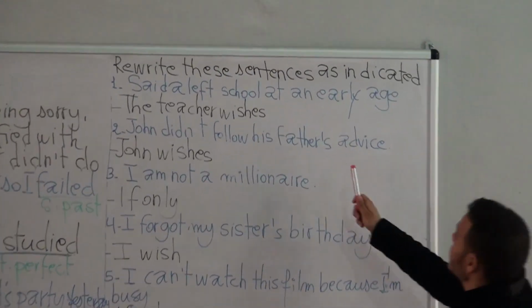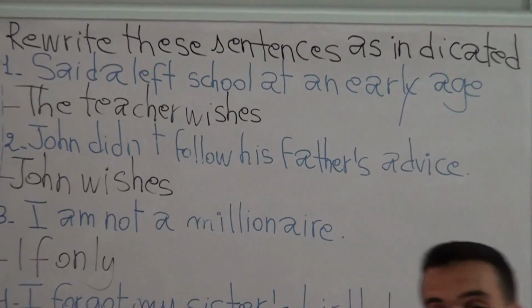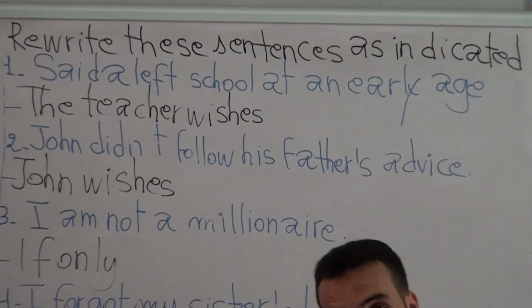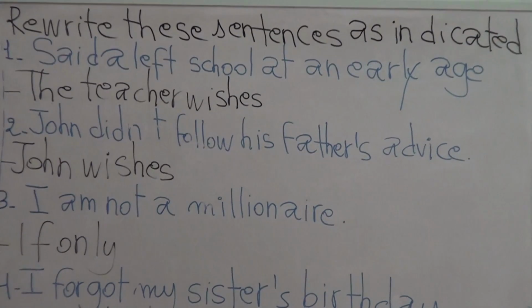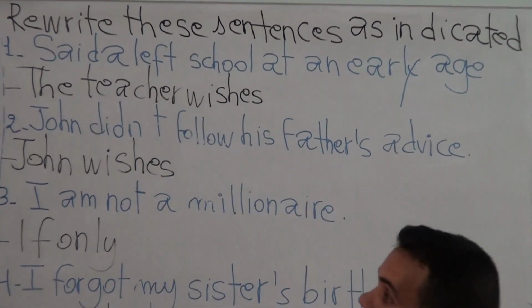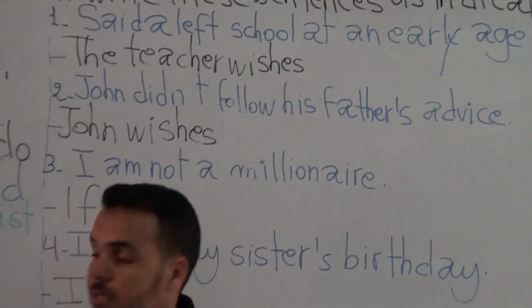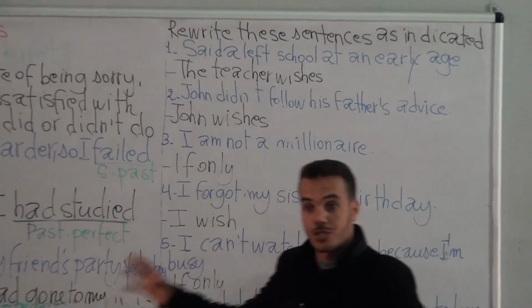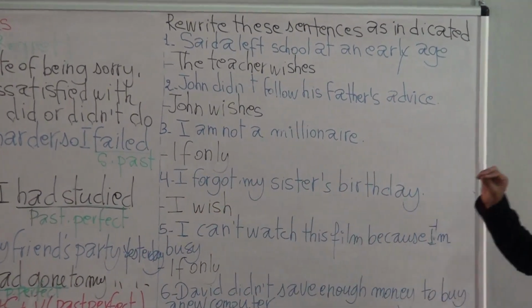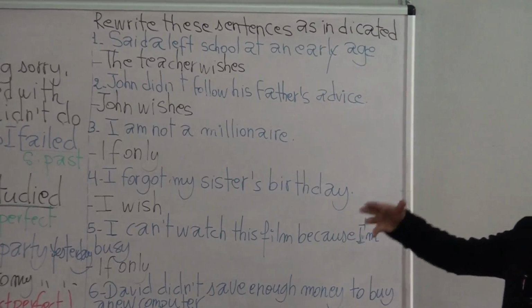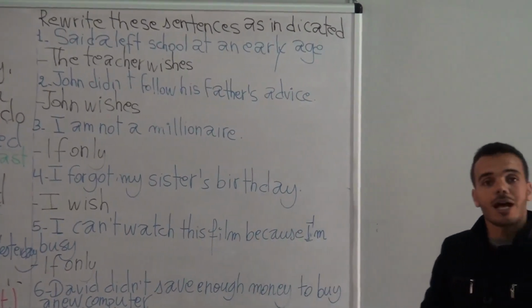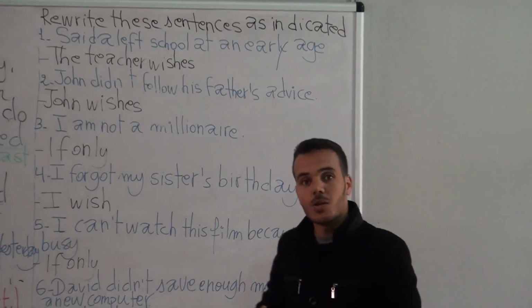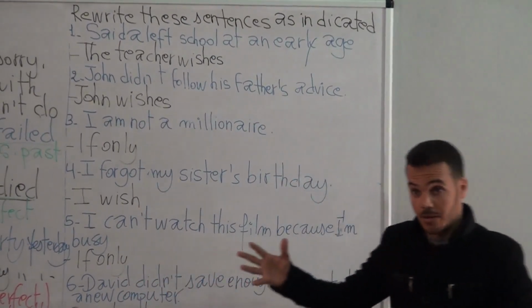So let's try to do some practice here. Rewrite these sentences as indicated. This is the kind of question you will have in the national exam. They are not going to ask you to express a present wish or a past wish. No. The right question is rewrite these sentences as indicated, or rewrite these sentences beginning with the words given. Right.